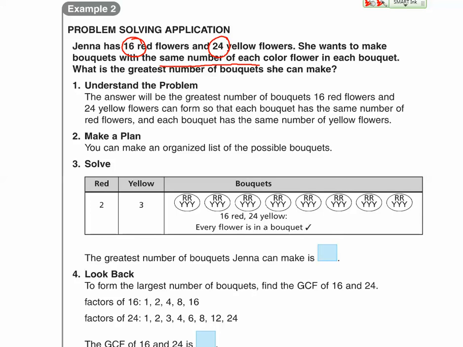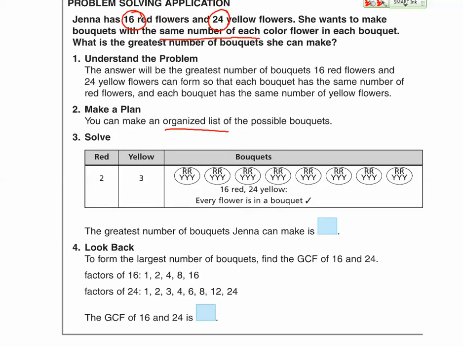Step 2, making a plan. Whenever you're looking at story problems, one way, make a plan about how you're going to solve it. An organized list is always a great option. And step 3, we're going to go ahead and solve.